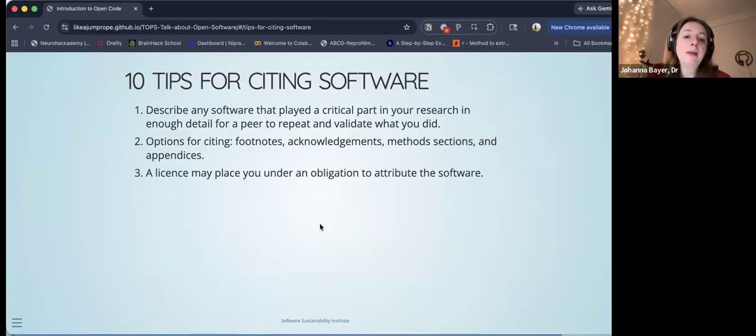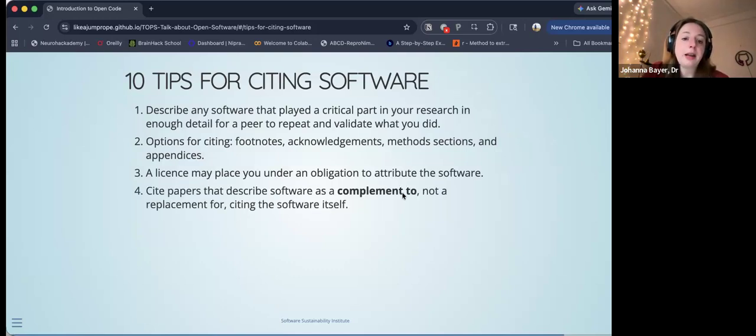A license may place you under obligation to attribute software. So there's software that you actually need to cite. There's no way around it. Cite papers that describe software as a complement to, not a replacement for, citing the software. So often there's a paper about the software, but it's actually really important that you cite the software itself, because A, the paper might be outdated, and B, the software developers are often not the people that write the paper. So the software developers need the citations themselves to get funding, for example.